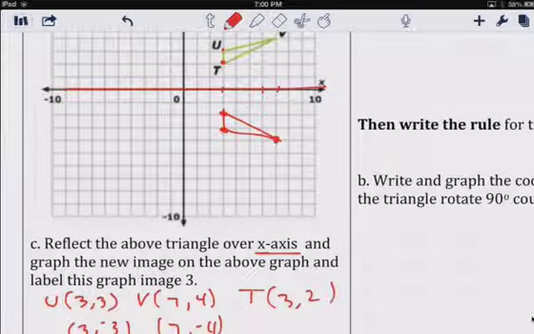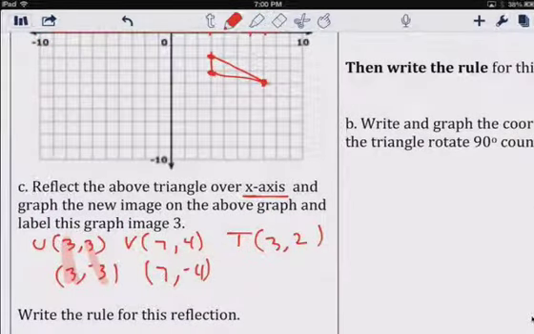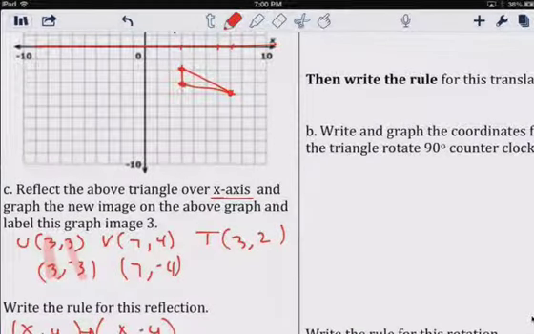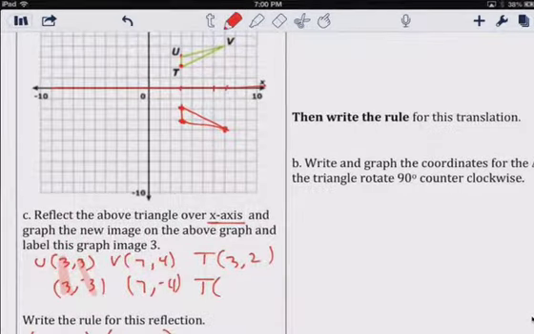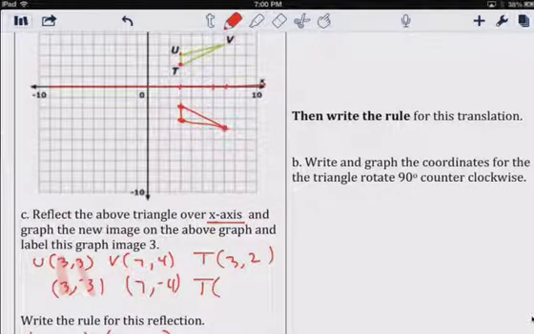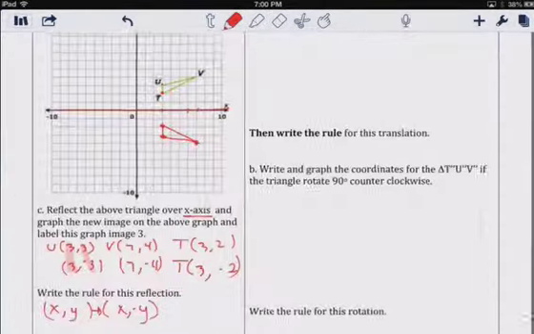Oh, so as you can see, the X stays the same, Y becomes its opposite. So the rule is x comma y, x stays the same, the y is its opposite. Okay? And T is 3 and negative 2.